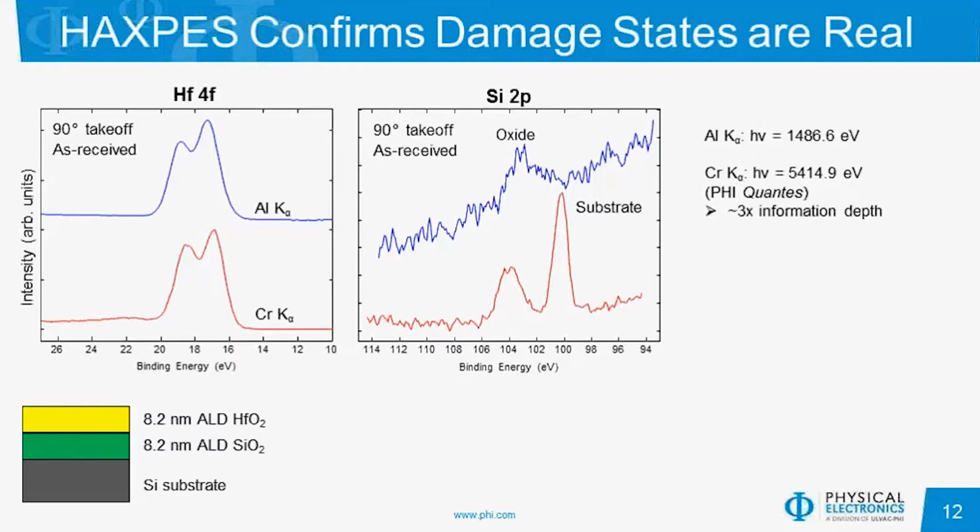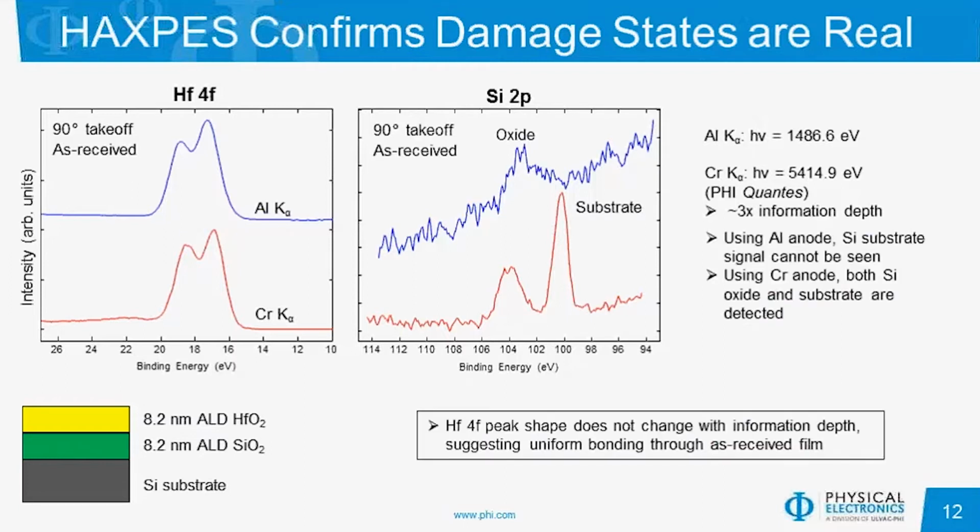However, we notice in the hafnium 4f there is really no change between the two sources. If there was some type of damage at the surface in the hafnium, we may expect there to be some type of shoulder on that, which we do not observe. And so we can assume that the damage that we're observing during profiling is representative of the profile itself and not something inherent to the stack.